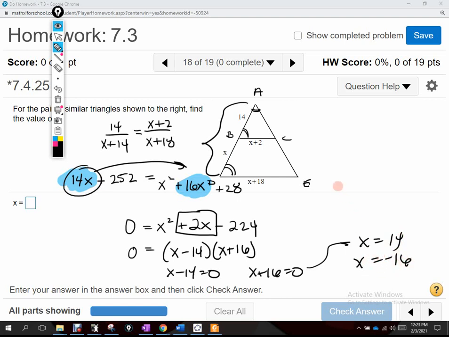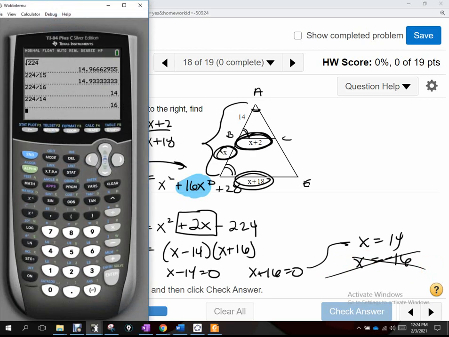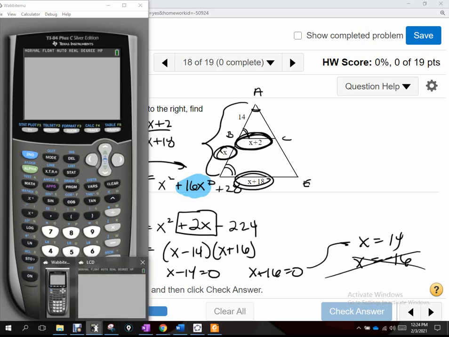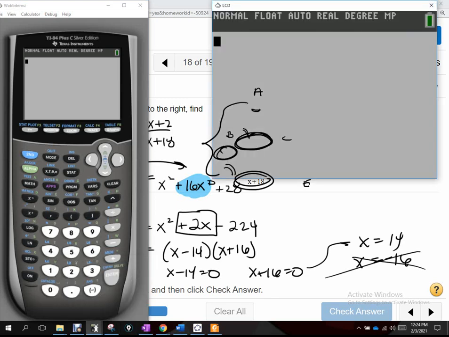Okay. Now, can x be negative 16? If I plug in negative 16 to those spots, does that provide a problem in some of those spots, or at least one of those spots? Yeah. So negative 16 cannot be an answer. 14 is my only answer. Okay. That's one way, and that technique for finding your factors will work using the TI-84, but it'll also work using any other calculator that you might have.